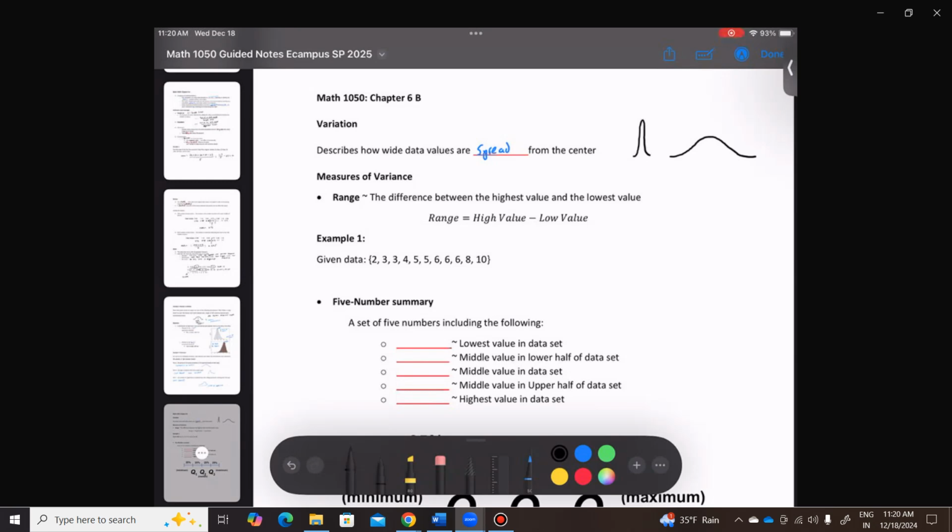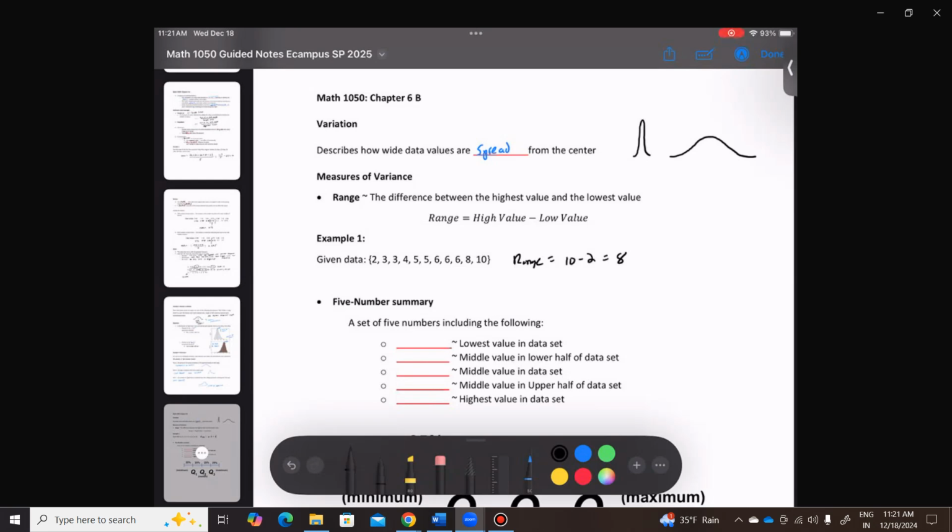All right, first one is your range. This is the difference between the highest and lowest values. Because it includes the highest and lowest values, outliers can cause it to be really far off, a bit more drastic than we would like. But it's a simple one to calculate. You take your highest value, you subtract your lowest value. So if we have the data set given here, example 1, 2, 3, 3, 4, 5, 5, 6, 6, 6, 8, 10, the range is just going to be 10 minus 2, which is 8. So you got a range of 8.